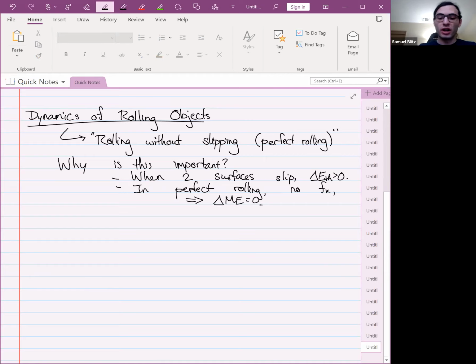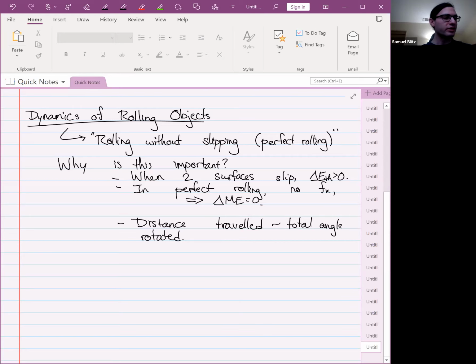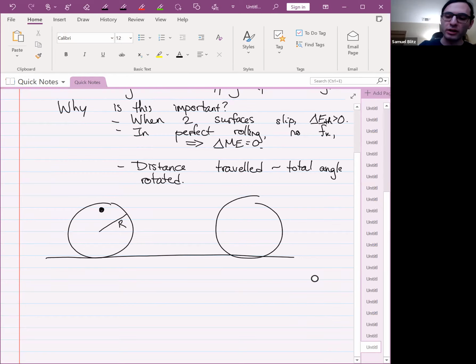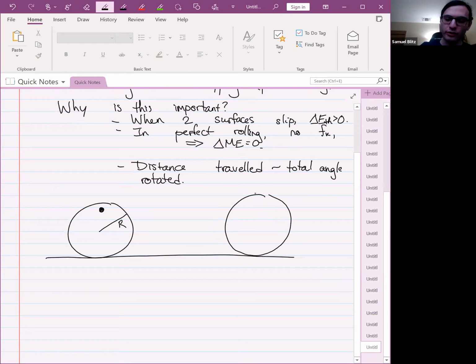Another nice feature of rolling without slipping is that the distance traveled is related to the total angle rotated. By the way, that little tilde means related to. We can figure this out fairly straightforwardly. You have a ball, it rolls some distance. Let's just look at a point, and let's say that the distance here is r. That point is going to rotate around as it travels to the right.